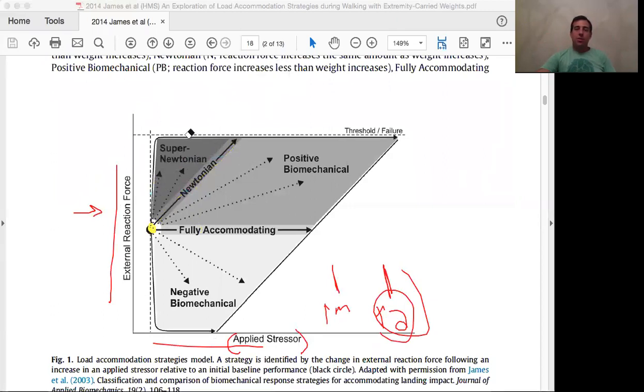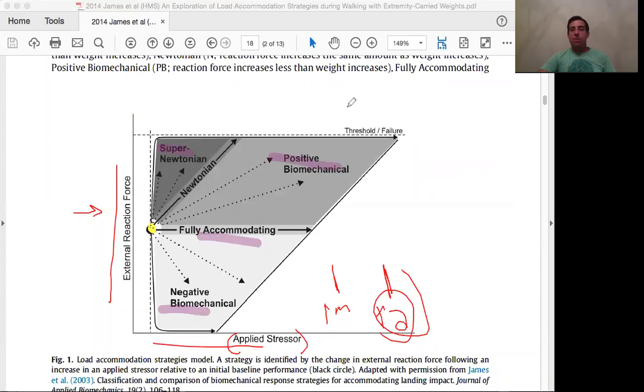The other things I need you to be able to do is say, okay, for everybody else that doesn't follow that, you're either in the positive biomechanical, super Newtonian, fully accommodated, or negative biomechanical, and you need to be able to explain what those are, okay?